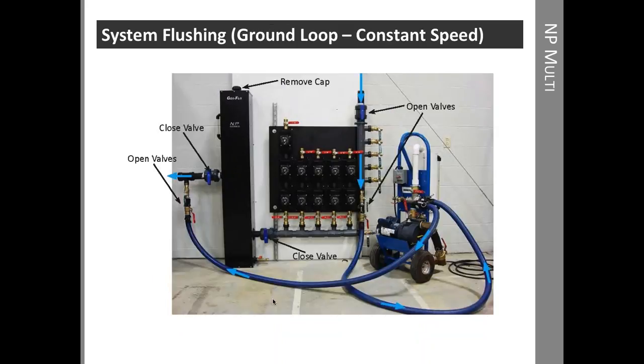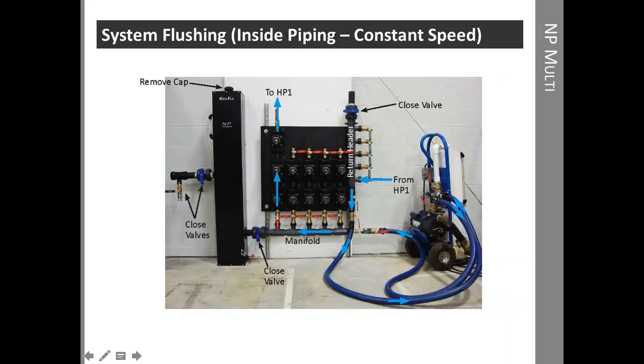If I had a circulator system where I had circulators per heat pump, it's the same setup for flushing the ground loop. I connect my hoses to the return header and the left side of the tank and purge air from the system. And then I fill the tank. Once the tank is filled, I connect the flush cart then to flush the individual circuits for the inside piping.